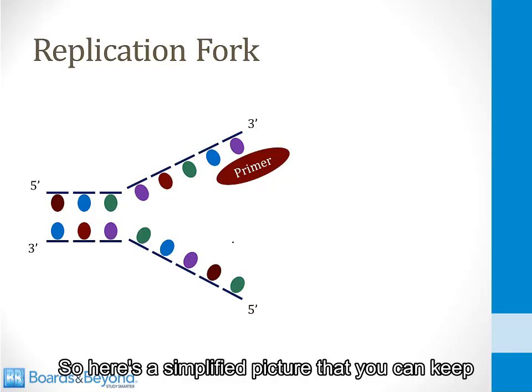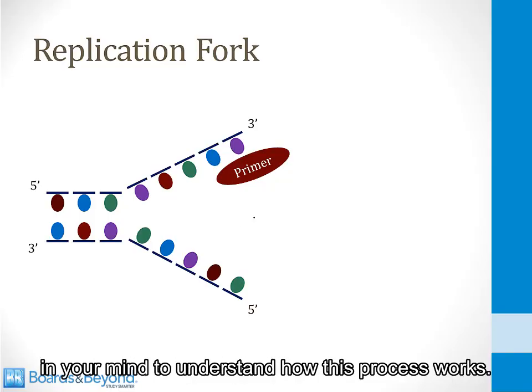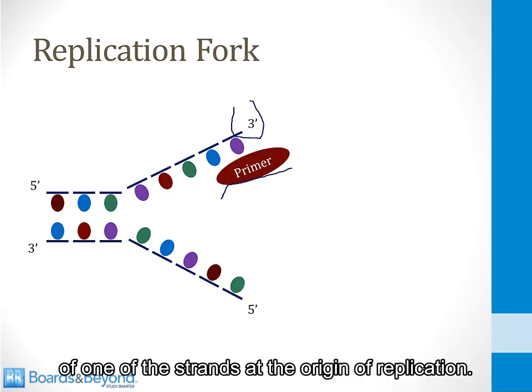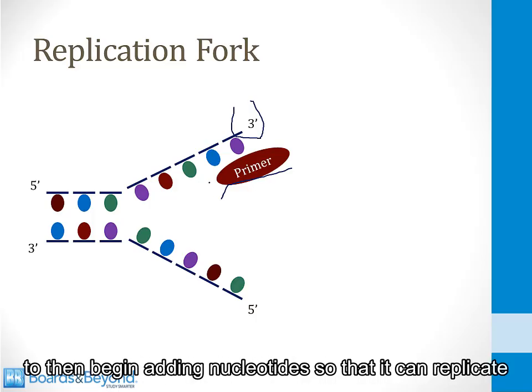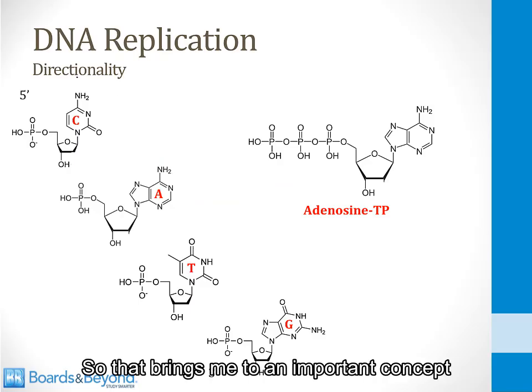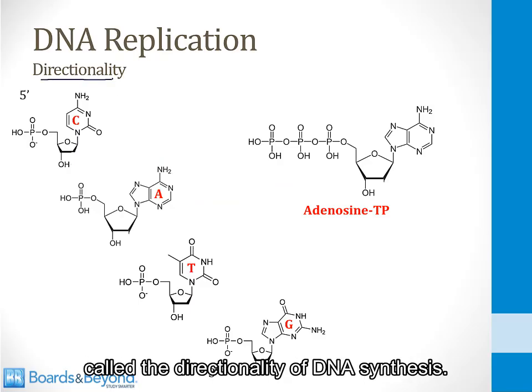So here's a simplified picture that you can keep in your mind to understand how this process works. The primer binds here at the 3' end of one of the strands at the origin of replication. This will allow DNA polymerase to then begin adding nucleotides so that it can replicate this upper strand here. So that brings me to an important concept called the directionality of DNA synthesis.